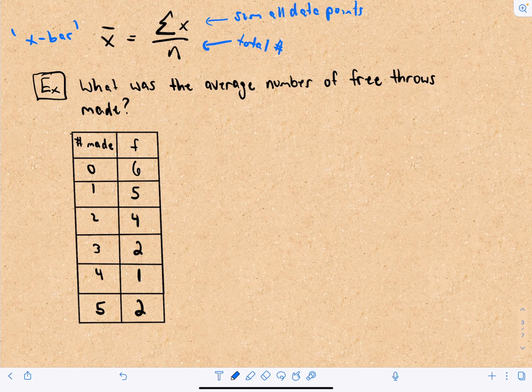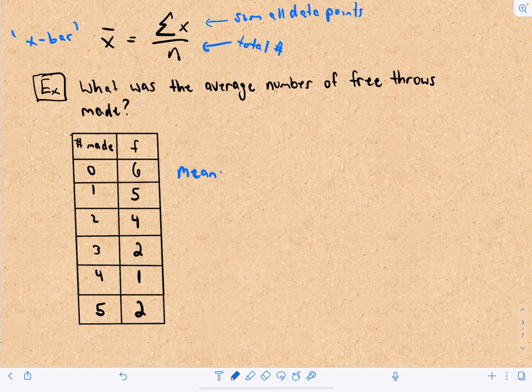So the mean, notice we shouldn't just add the frequency. So we had 6 people that made a total of 0 shots. So notice I'm just multiplying these two numbers together. Plus we had 5 people that made 1 shot each. That's the next one. So again, I'm just multiplying. And then we just keep doing this.